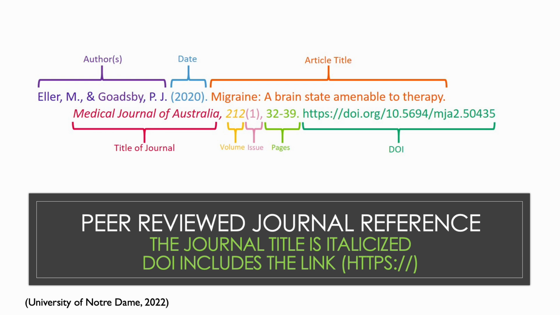The title of the journal is followed by a period, and then the volume, issue, and pages. Note that while the volume is italicized, the issue right next to it is not italicized. Write the issue in parentheses as shown in the example. The page numbers are next and then followed by a period.